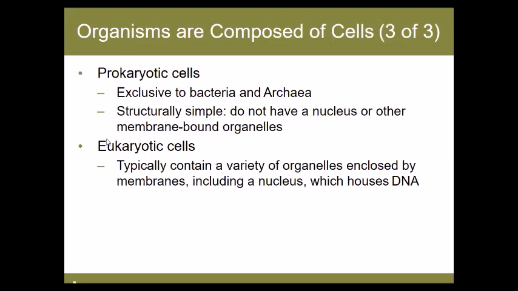Everything else would fall into this category. Everything else would be a eukaryotic cell. The word eukaryote literally means a true nucleus. And so they have organelles that are enclosed by different membranes. The nucleus and the mitochondrion have membranes around them, and chloroplasts for plants have membranes around them. And of course, the nucleus is where you'll find most of the cell's DNA.